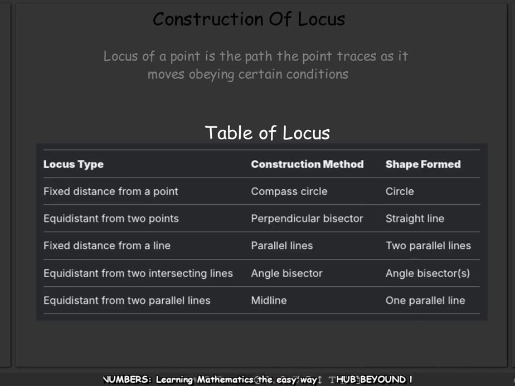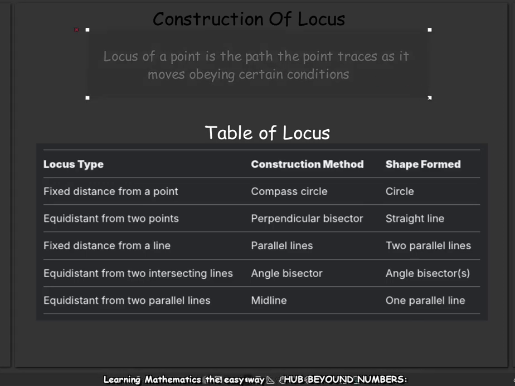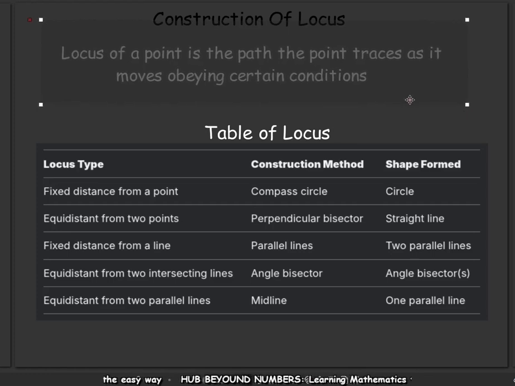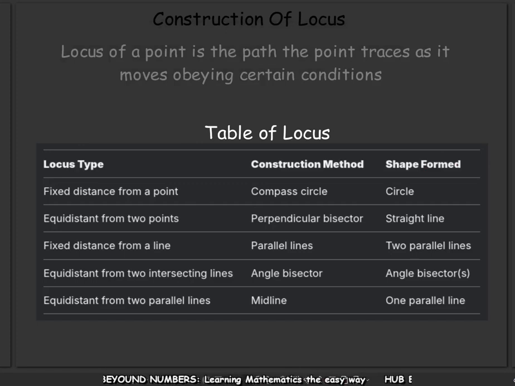First of all, what is a locus? When we talk of a locus of a point, it is the path the point traces as it moves, obeying certain conditions. So if you take a point and it is moving whilst obeying certain conditions, we say it is a locus. What are some of the locuses, or in plural, loci? What are the examples we know?